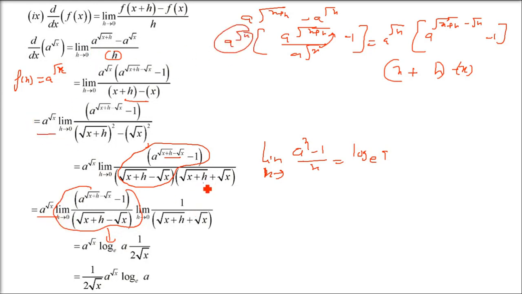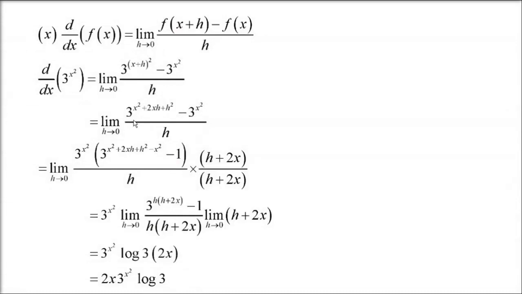What about this one? You put h as 0. Apply limit also here. h is 0. So you have under root x, under root x. That is 2 under root x. So final will be a under root x log a by 2 under root x. Final answer is this. Again, if you understood the previous two, you will be able to understand this one also.